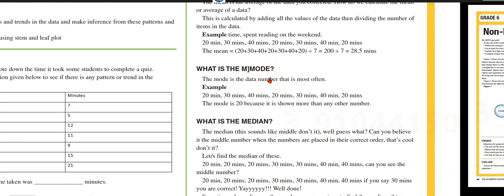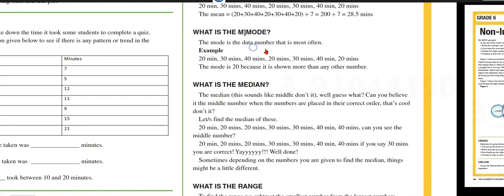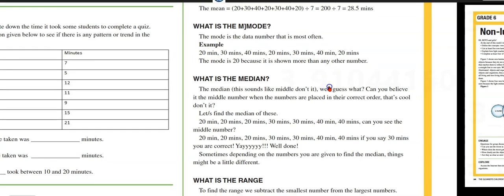Now, what is the mode? The mode is the number that appears most often. Okay, here's the example. So we have 20, 30, 40, 20, 30, 40, 20. The mode is 20 because it is shown more than any other number. So here we have it once, twice, 3 times. No other number appears 3 times.